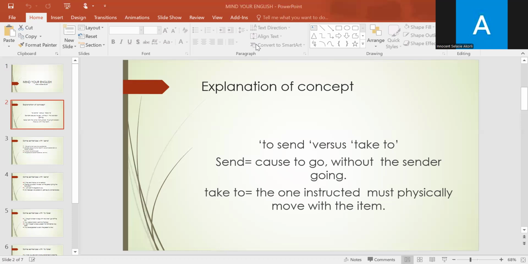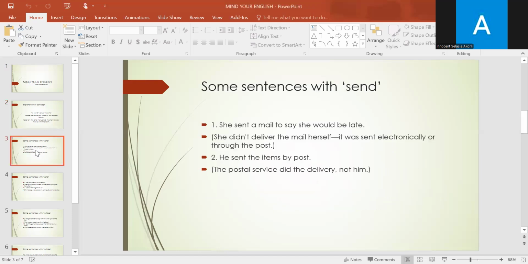Let us look at some examples of sentences of the verb send and take to. Then I think that will help us to understand this better. Look at number 1 here. She sent a mail to say she would be late.